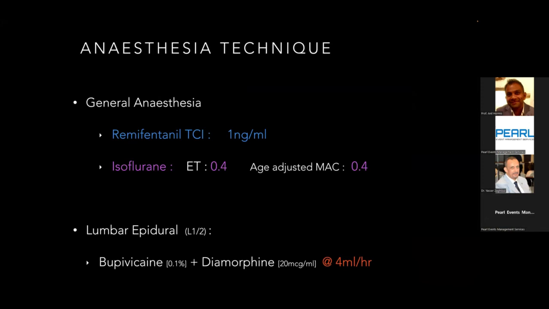So through this case, I ran her on a remifentanil TCI of 1 nanogram per mil. She had an end-tidal isoflurane of 0.4 with an age-adjusted MAC of 0.4, and she had an epidural running. In our hospital, we use a combination of 0.1% bupivacaine with diamorphine, and that was running at 4 mils an hour.